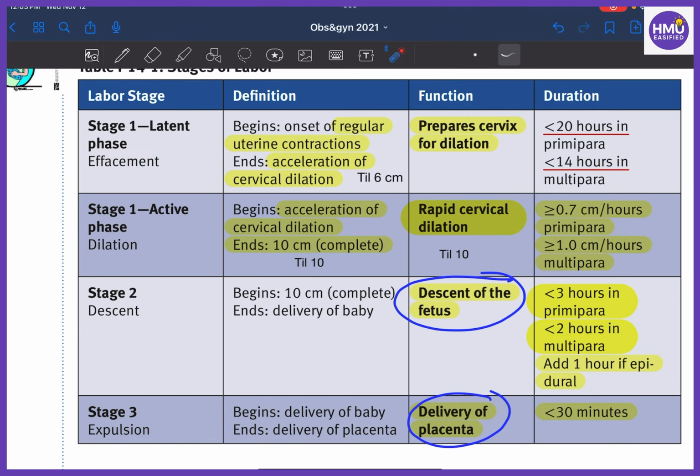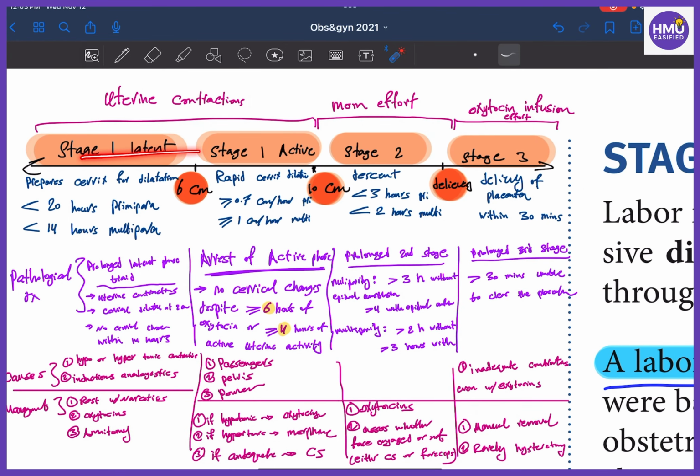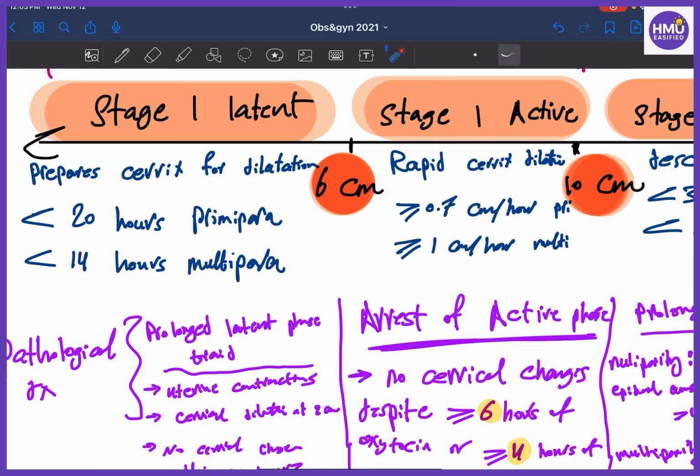the latent phase. Okay, so if we come to the table, we see how the stages are like this: stage 1, okay, stage 2, and stage 3. Okay, stage 1 latent phase ends right here at 6 centimeters. Okay, what did we study? Preparing the cervix for dilatation. It reaches 6 centimeters at the end of the stage. It takes less than 20 hours in primipara and less than 14 hours in multipara.